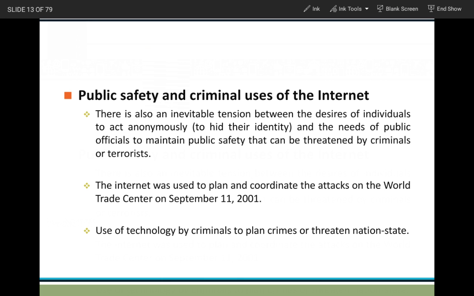Public safety and criminal uses of the internet. Now we have seen these cases being reported.